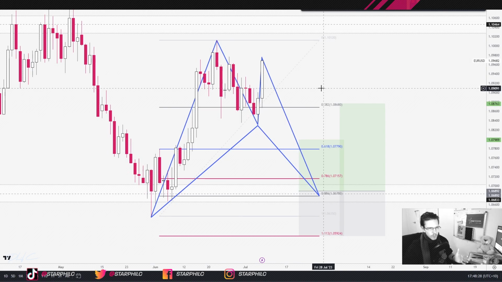Right there. That's the new opportunity on euro dollar. Again, we still made some money with this one on a lower time frame in the trading room, so that's good. That's euro dollar daily time frame.